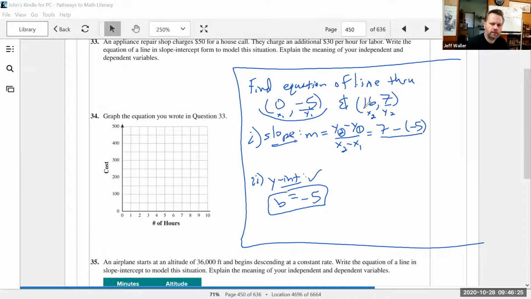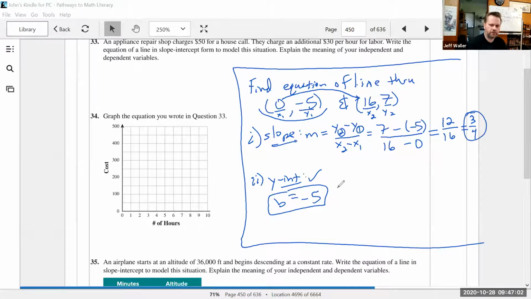Divided by 16 minus 0. So obviously the x went up by 16. What's 7 minus -5? 12. And of course, 16 minus 0 is 16. And then how do you reduce this? Three-fourths. Your slope is 0.75.